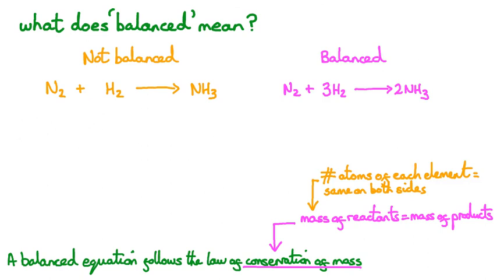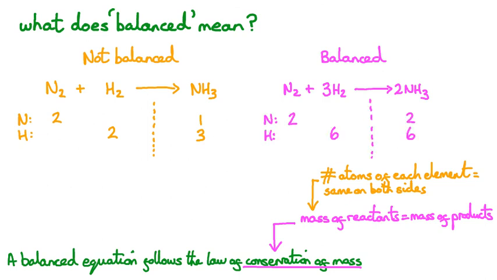When writing a balanced reaction equation, we need to have the exact same number of atoms of each element on the reactant side as we do on the product side. When we look back at our unbalanced reaction equation, we can see that we have two nitrogen atoms on the left, but only one nitrogen atom on the right. Likewise, we have two hydrogen atoms on the left, but three hydrogen atoms on the right. So this is why our first equation here is unbalanced.